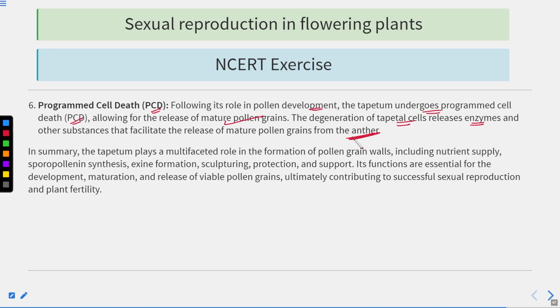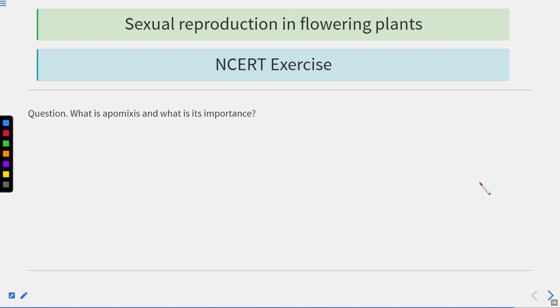Clear? So, it helps in the dehiscence of the anther, we can say. After the dehiscence of the anther, the pollens are released into the environment. So, in summary, the tapetum plays a multifaceted role. It plays a lot of roles in the formation of the pollen grain wall, including the nutrient supply, sporopollenin synthesis, exine formation, sculpturing of the exine, protection of the pollen grains, as well as support of the pollen grains. Its functions are essential for the development, maturation, and release of viable pollen grains, ultimately contributing to successful sexual reproduction and plant fertility.